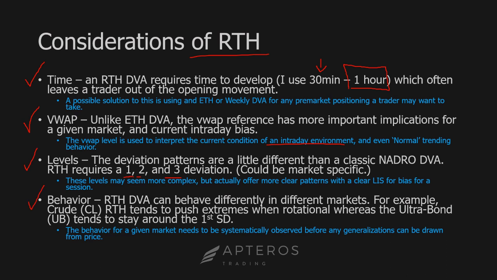The final thing is behavior. I think RTH can behave differently in different markets. I think that crude in a rotational context will tend to push extremes further. For example, I think crude in a very rotational type of day could push the second deviation very, very regularly. Whereas a less volatile instrument like the ES or the Ultra Bond could usually rotate within the first deviations, and we would define that as rotational.